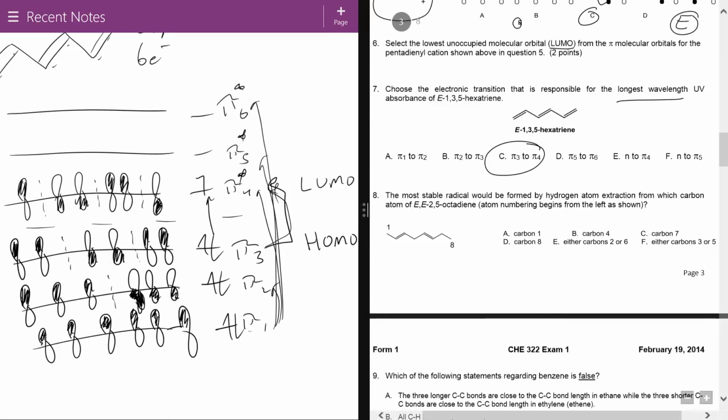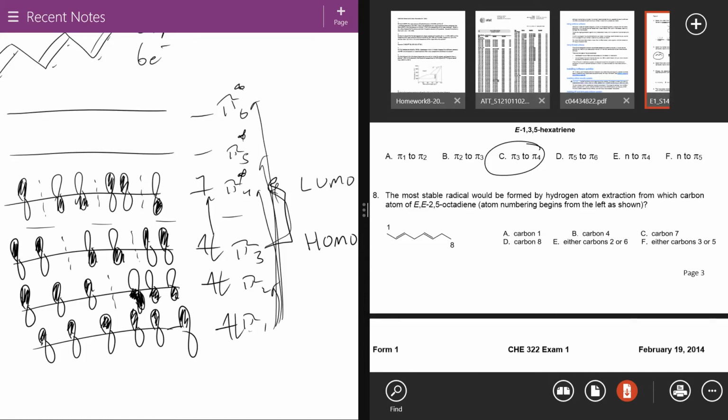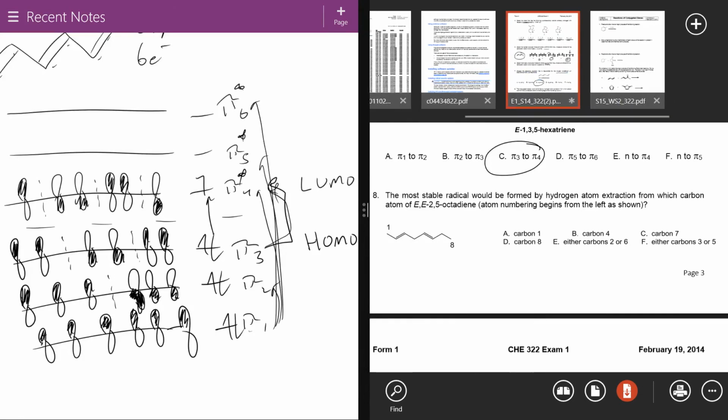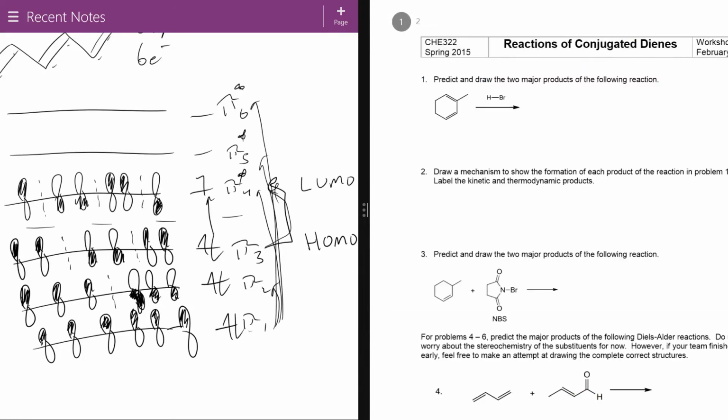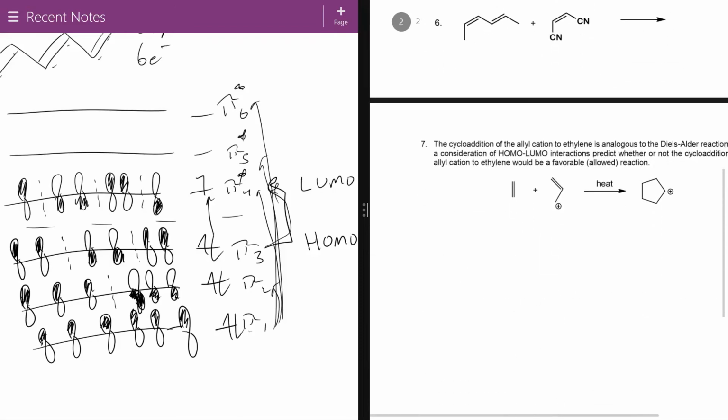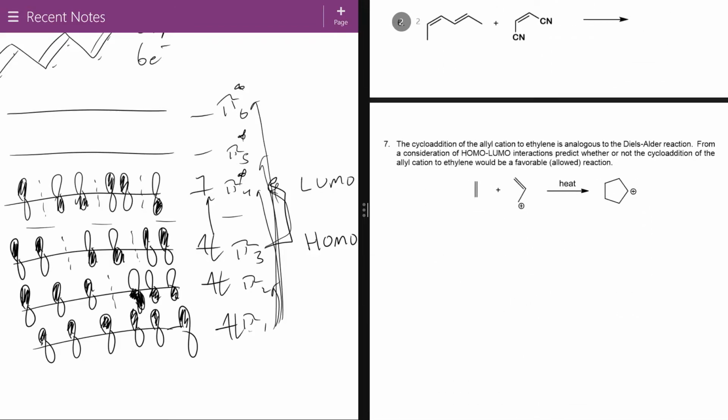Now, the last problem I wanted to go over was on a workshop that you guys missed. It was on what was supposed to be your workshop 2, but you guys had the snow day. However, this problem, although it's really tough, you really need a good understanding of molecular orbital theory to figure it out, which is why I want to go through it.